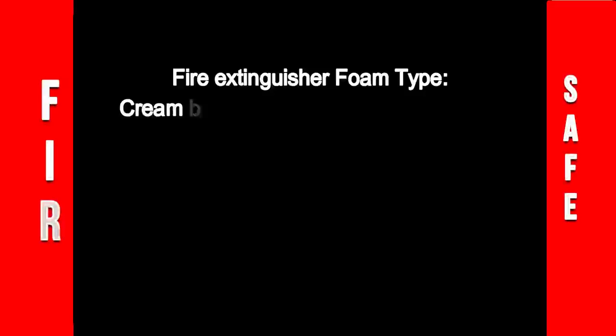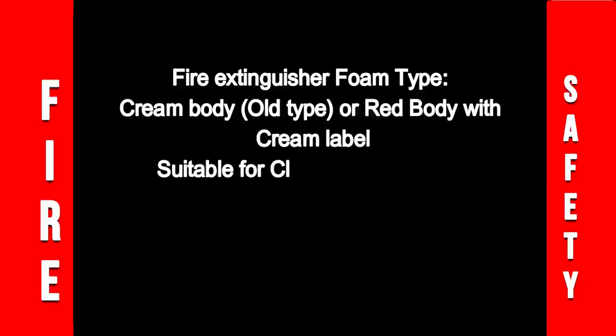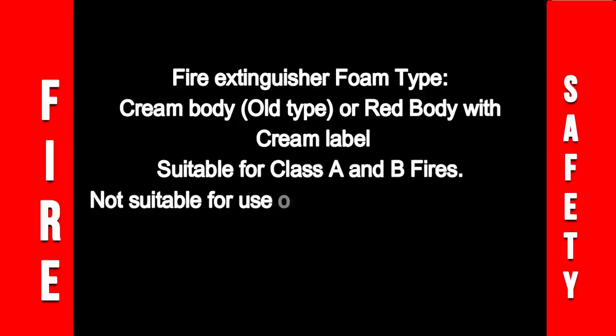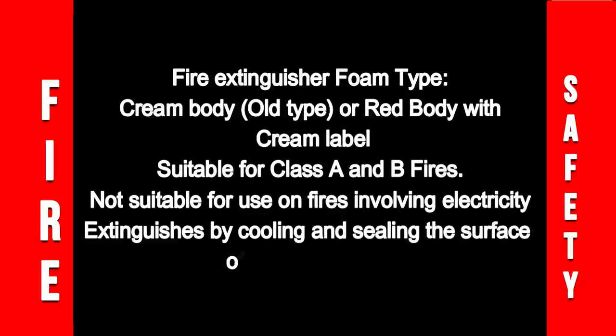Fire extinguisher foam type: creamy body, old type, or red body with cream label, this is the new style. It is suitable for class A and B fires. It is not suitable for use on fires involving electricity. The foam type fire extinguisher affects the fire by cooling and sealing the surface of a burning liquid.